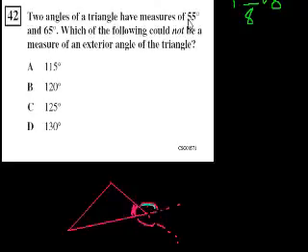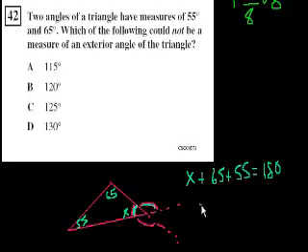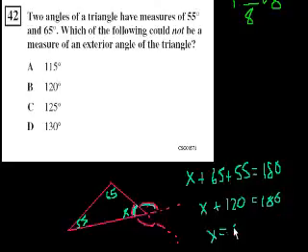2 angles of a triangle have measures of 55 and 65. So let's say that this is 55 and this is 65. Which of the following could not be a measure of an exterior angle of the triangle? Well, we can figure out all of the exterior angles. So first of all, what's this third interior angle going to be? Well, they all have to add up to 180, so let's call that x. So we know that x plus 65 plus 55 is equal to 180. x plus, let's see, 65 plus 55 is 120. x plus 120 is equal to 180. So x is equal to 60 degrees.